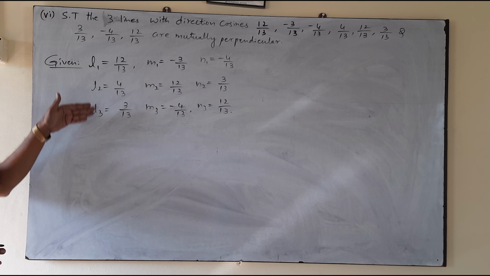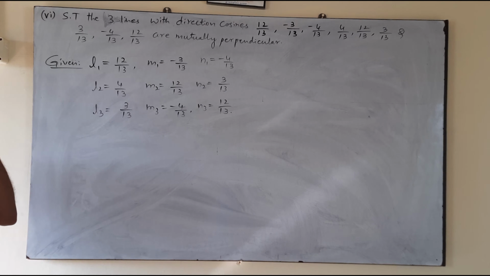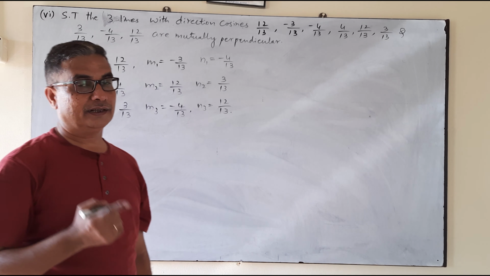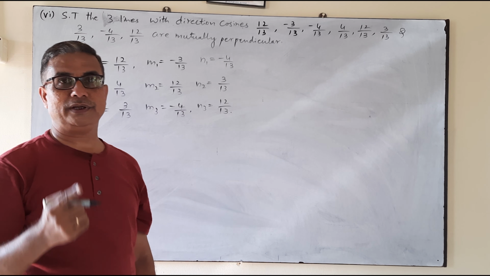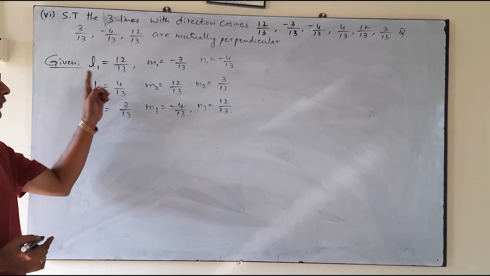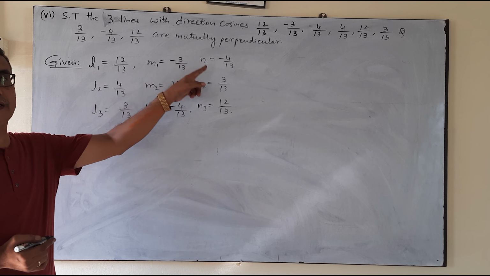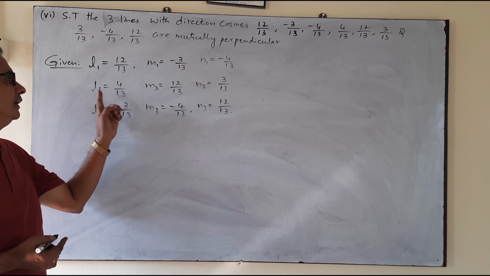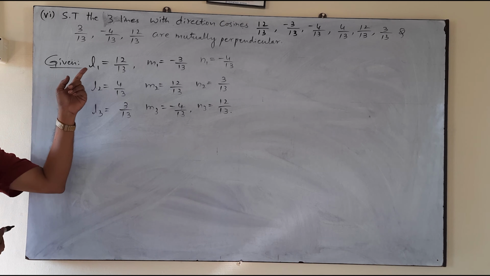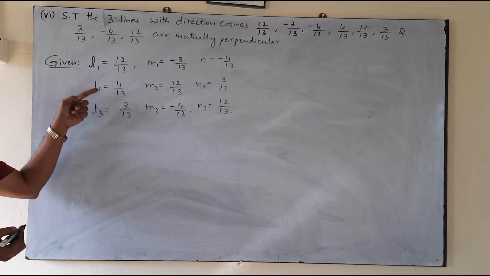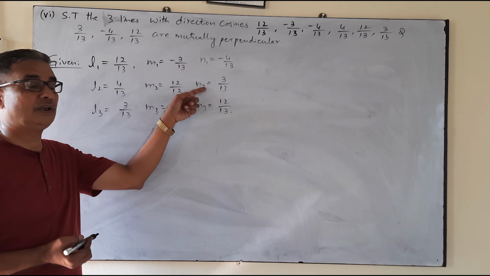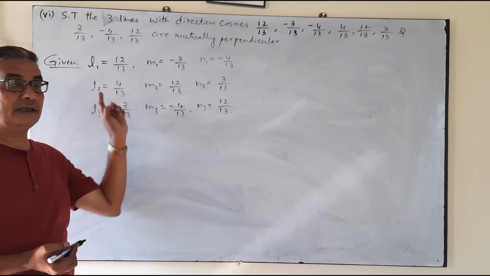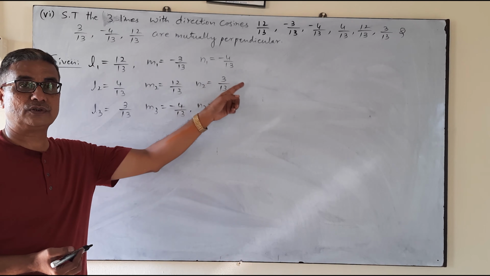Now show that these three lines are mutually perpendicular. You know the note, note number 1: if two lines are perpendicular, theta value is 90 degrees. Condition: A1 A2 plus B1 B2 plus C1 C2 is equal to 0. Instead of A1 B1 C1, here we have L1 M1 N1, and instead of A2 B2 C2, L2 M2 N2. Now to prove that L1 L2 plus M1 M2 plus N1 N2 is equal to 0, because the perpendicular condition is L1 L2 plus M1 M2 plus N1 N2 equal to 0.